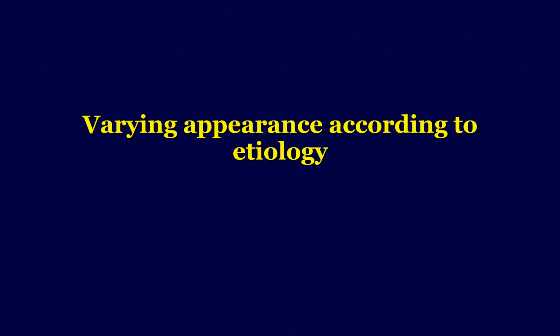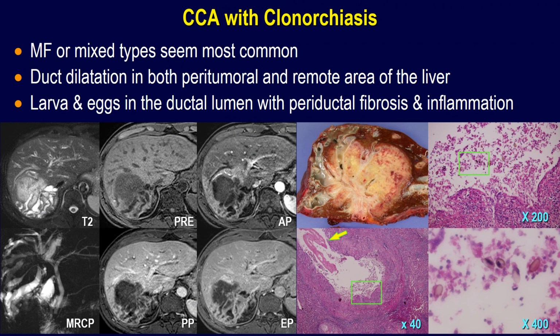The imaging findings of cholangiocarcinoma may also differ depending on the underlying disease. In the cases of cholangiocarcinoma associated with clonorchiasis, mass-forming or mixed type seems most common. Duct dilation due to tumor or underlying cholangitis is commonly accompanied in both the peritumoral and remote liver. In this example, you may see larvae and eggs in the bile duct and periductal fibrosis and inflammation along the bile duct.